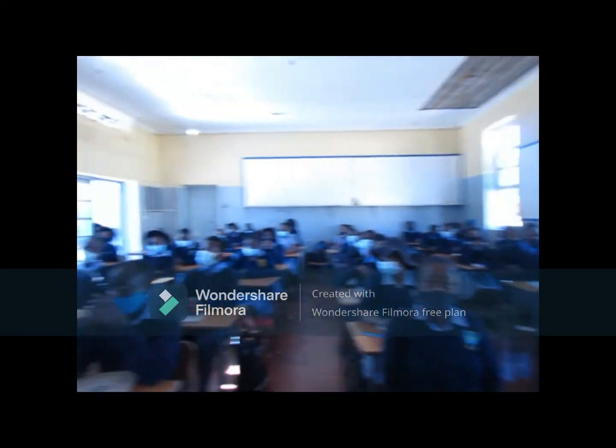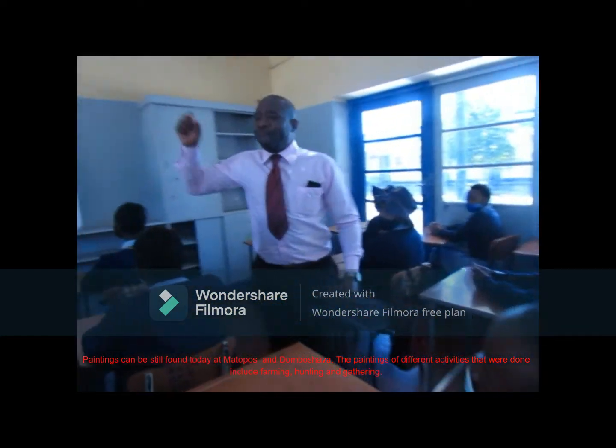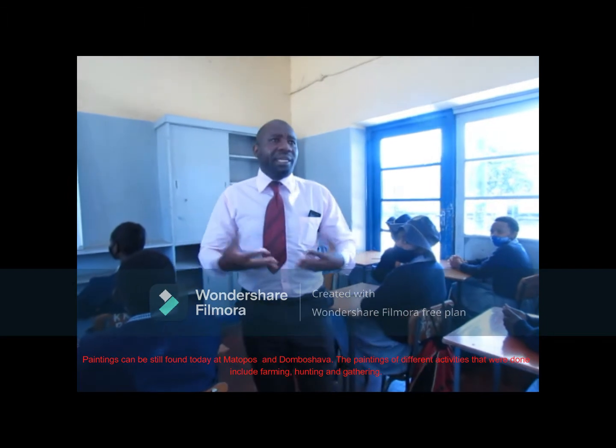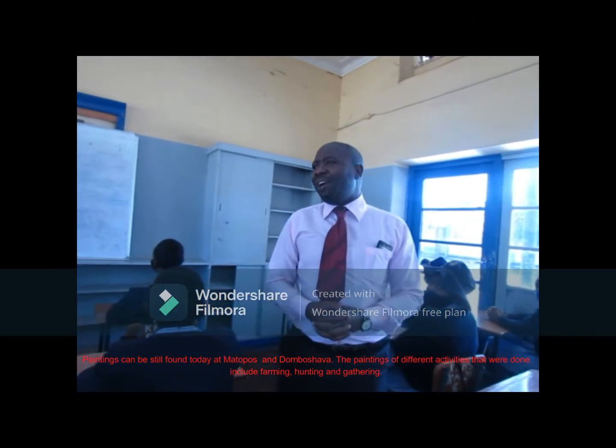Source called rock paintings. You saw the rock paintings, and I'm explaining that these were what are painted. Where do we find these paintings? At Matopo. Where do we find these paintings? At Domboshaba. People painted hunting, painted gathering, painted what? Gathering what? Fruits. So we are in a position of knowing more in detail about the ways of life that were done by the people who survived long ago.